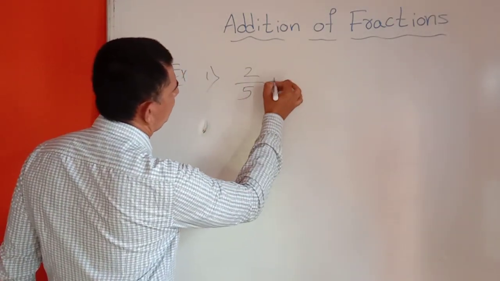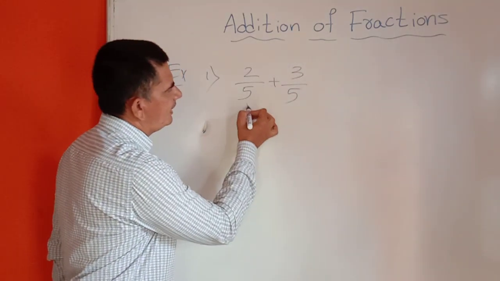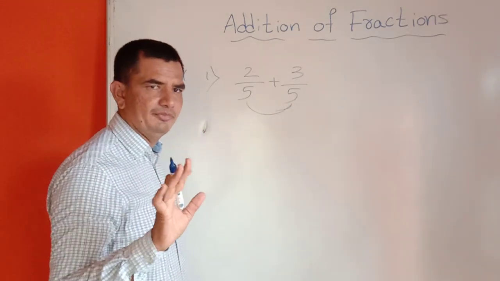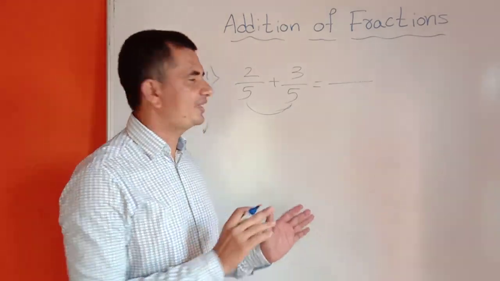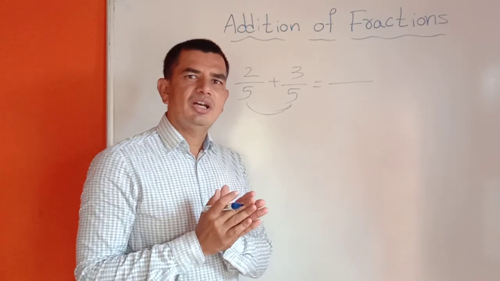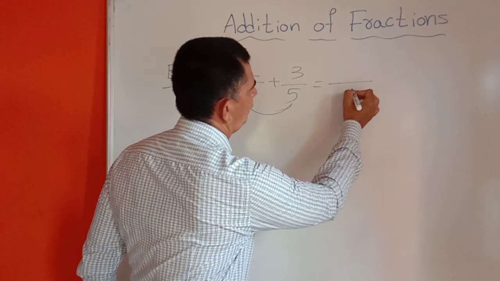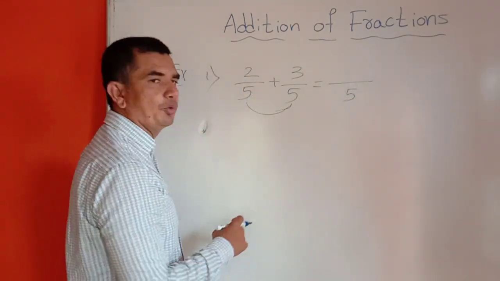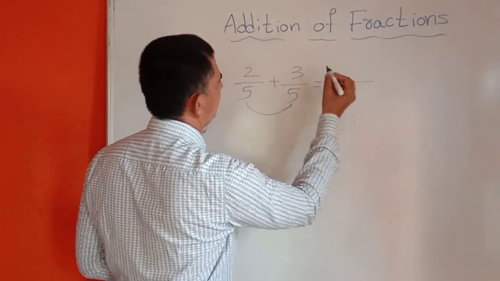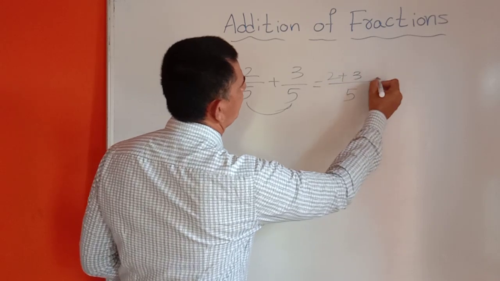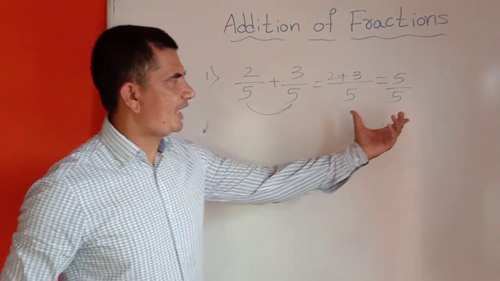2 by 5 plus 3 by 5. Students, you can see here the denominators are same. When the denominators are same, addition is very simple. We have to write the denominators as it is, 5 and 5, because if you find the LCM of 5 and 5, you will get 5 only. So we have to write 5 as a common number here, and then we have to add numerator plus numerator. Here numerator plus numerator, 2 plus 3. 2 plus 3 will get 5 and denominator 5. Friends, this is the answer.